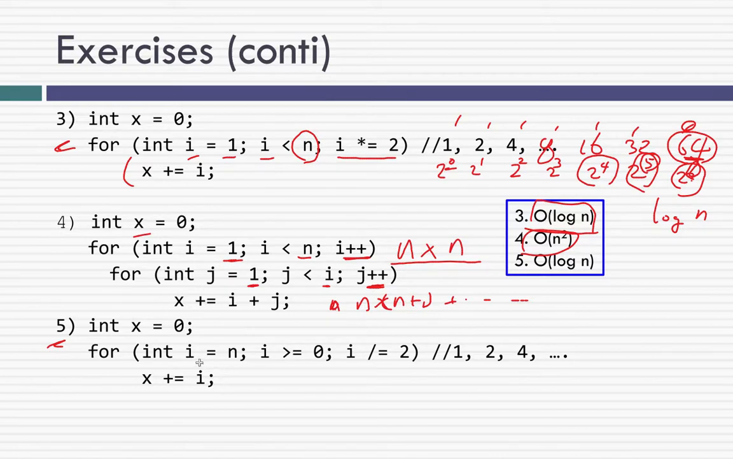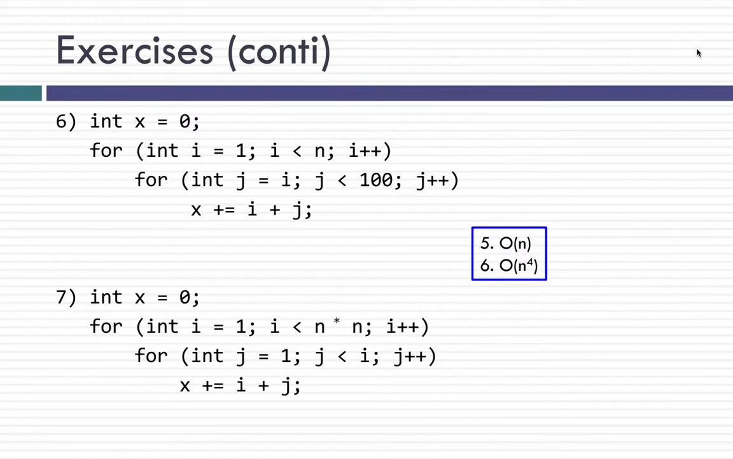Number 5 begins with n. Each time i becomes half of that. So that is the reverse of 3. Number 3 begins with 1 and goes to n by doubling, and here, beginning with the maximum number, it goes down by half. So it's exactly the same relationship, but the operation is going backwards. So how many iterations do we do? Log n times. So that's a logarithmic time complexity.